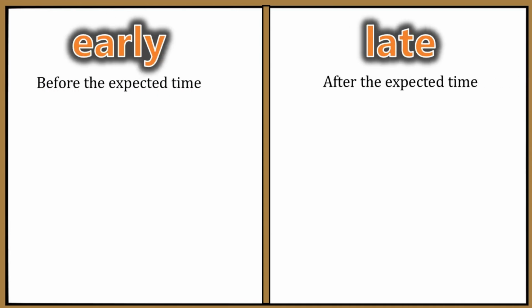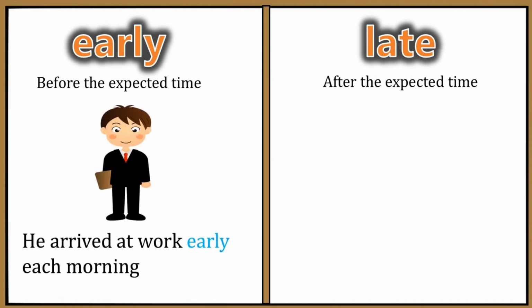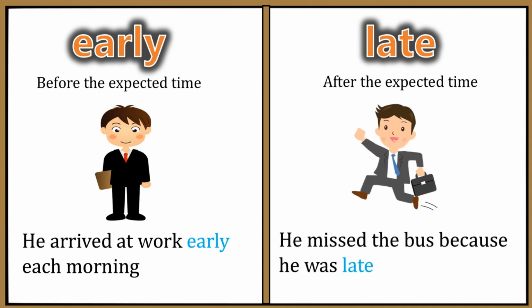Early. Before the expected time. He arrived at work early every morning. The opposite of early is late, which means after the expected time. He missed the bus because he was late.